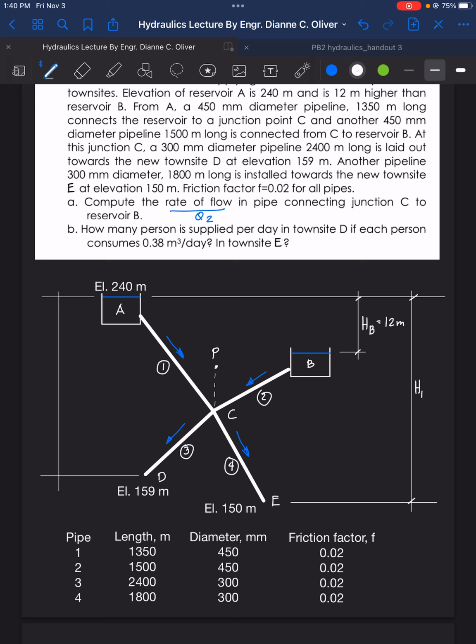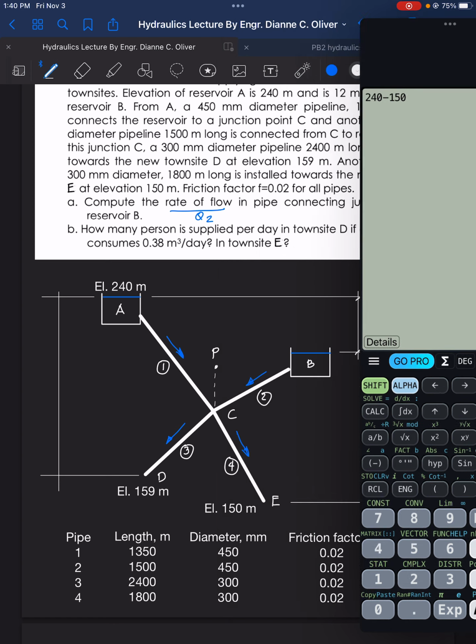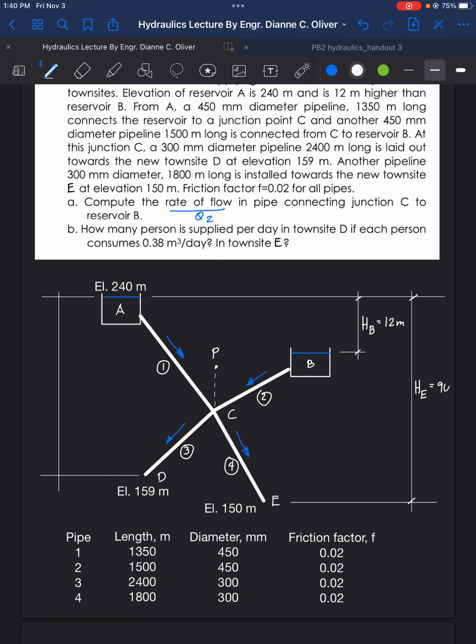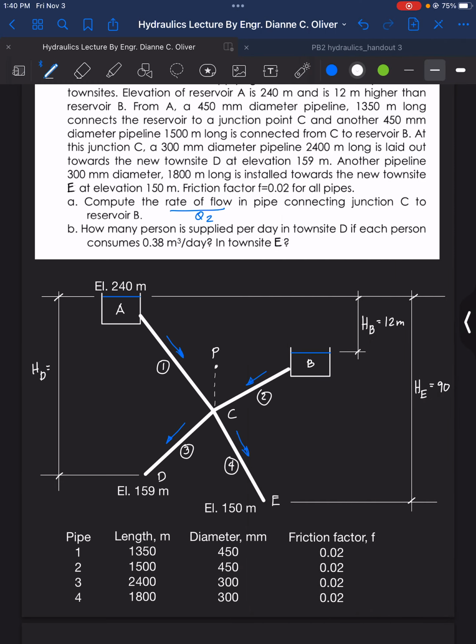Since the elevation is given, what is HE? That is 240 minus 150, that is 90. HE is equal to 90. How about here? From elevation A to the elevation of Townsite D, HD is equal to 240 minus 159, so that is 81.